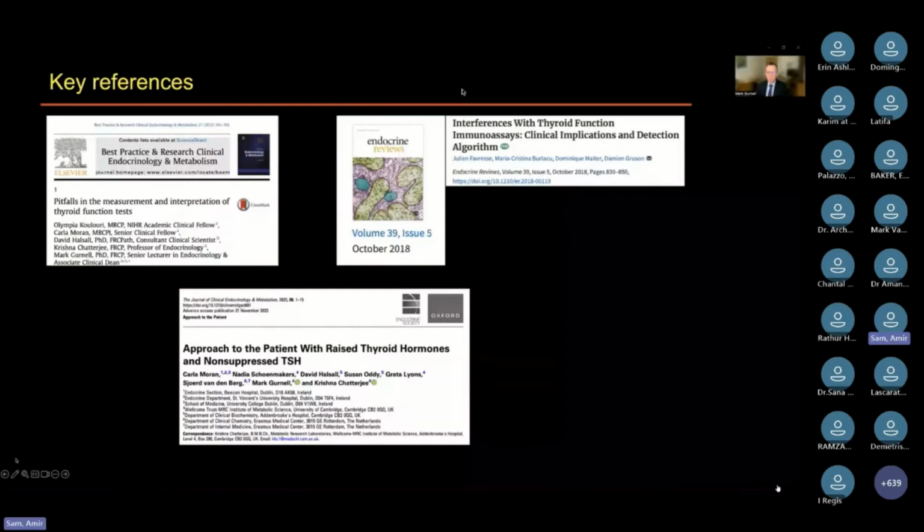Yeah, it's a really good test. So again, our very good colleagues and friends, Paolo Beck-Pecoz and Luca Pisani, have done huge amounts of work on this in Milan. And actually, the argument is that it may well be the most sensitive indicator of a small volume of residual thyroid, for example, following surgery.